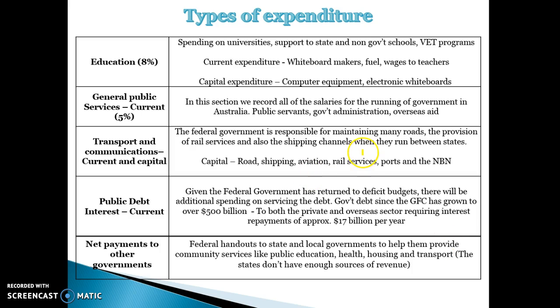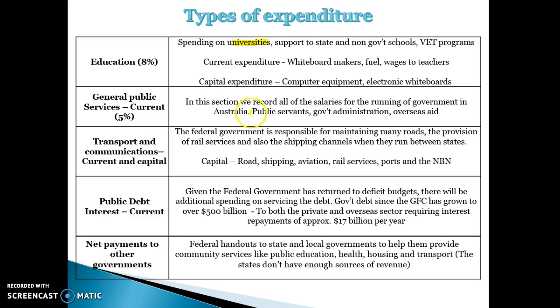Education, again, can be broken up into current and capital expenditure. So education is mainly on universities, and they also support state and non-government schools. However, most of the expenditure for secondary and primary education is the state governments. Current expenditure may be things like buying whiteboard markers, wages to teachers and things like that. Capital expenditure would be on computer equipment, electronic whiteboards, the physical building of schools, so the grounds, etc.